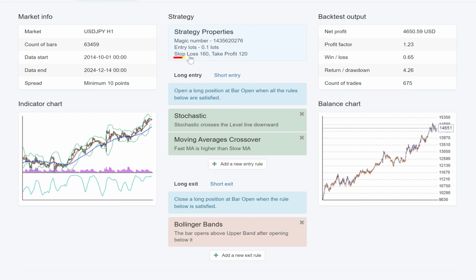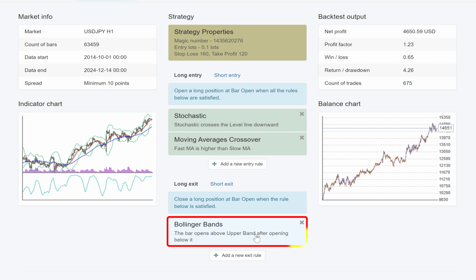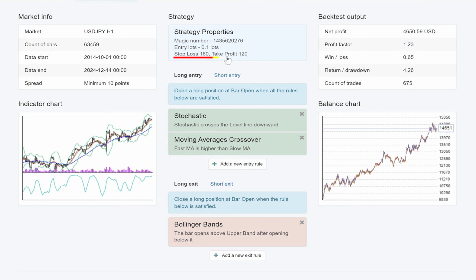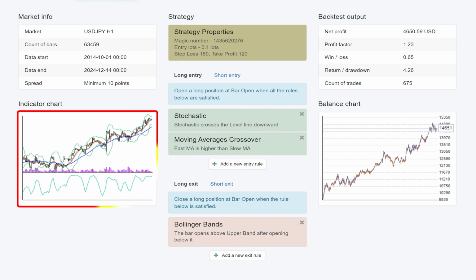Well, we can see that we've got a stop loss of 160 pips and a take profit of 120, so slightly bigger loss than take profit, but we can see we win more often as well. And also there's an exit rule that doesn't necessarily mean that every trade goes for one of these two. There can be a middle ground, which we'll see when I look at the chart.